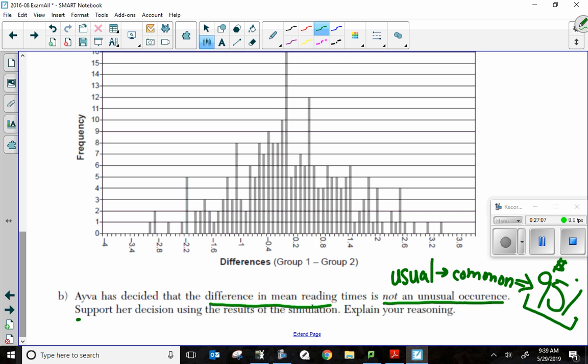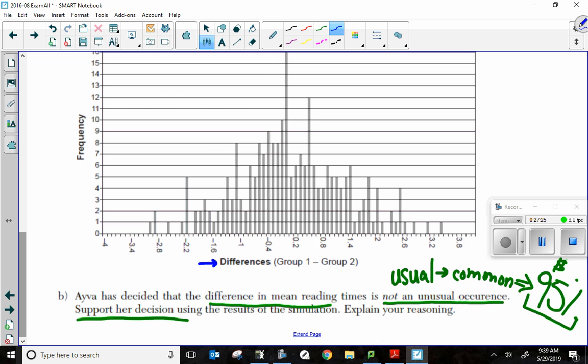So tell me why she's right this time. You like what they do there? Part A, they want you to explain why she's wrong. In part B, they want you to explain why she's right. Or she could be right. And explain your reasoning. All right, first of all, the differences in group 1 minus group 2.